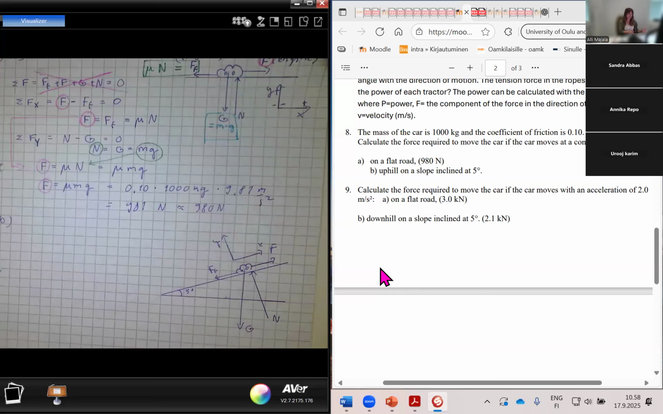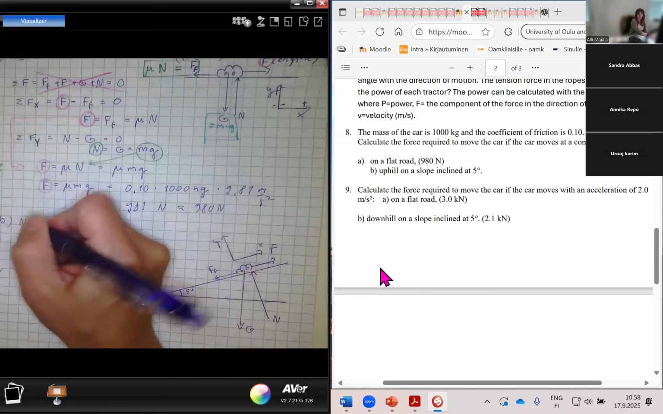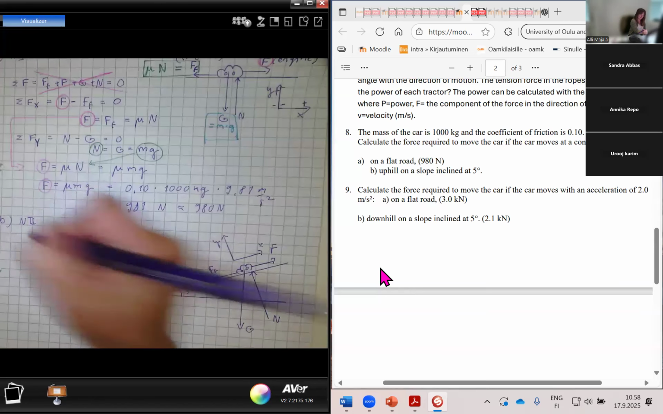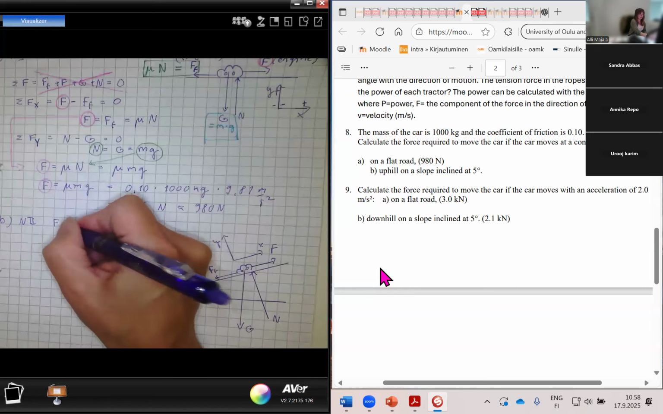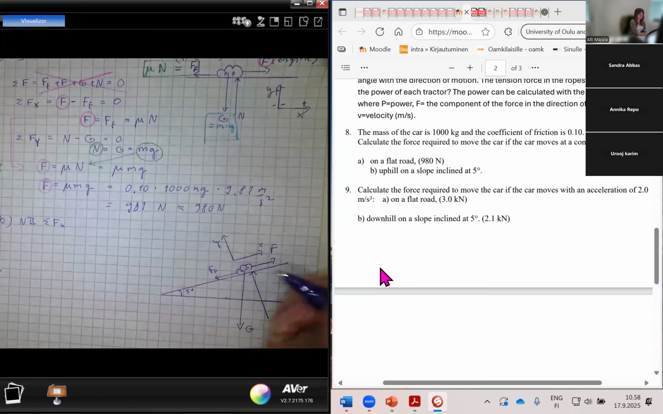So what do I need to do? These forces are nice if I choose the axes like this, because they are still in the x direction, so I can start calculating them together. Again, I know from Newton's second law the same thing, and then I would start calculating all the forces in the x direction.